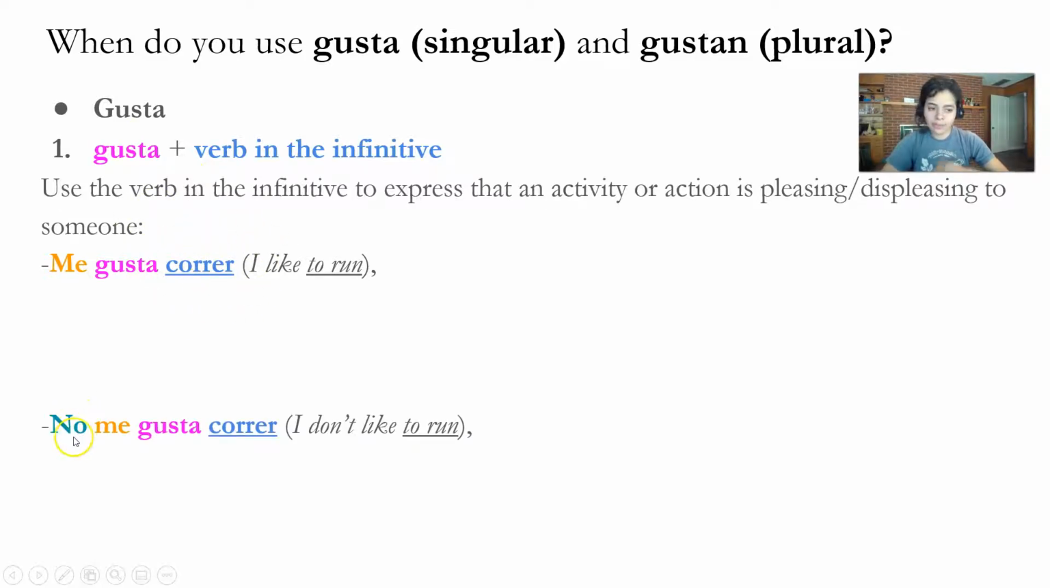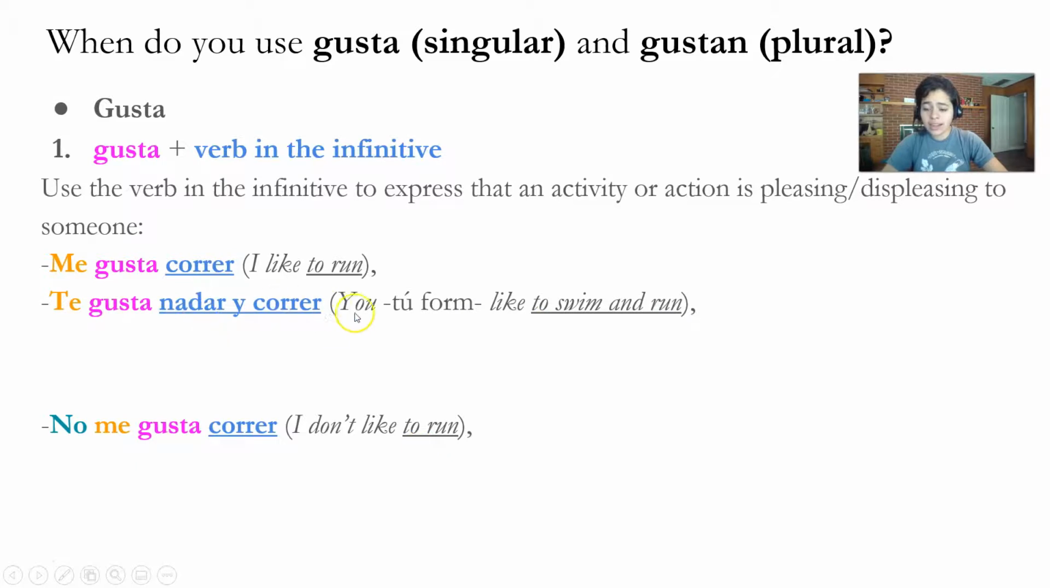Then if you want to make a negation, say what you don't like: No me gusta correr. I don't like to run. Te gusta nadar y correr. You like to swim and run.